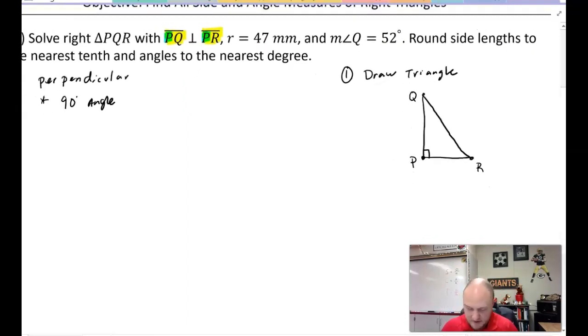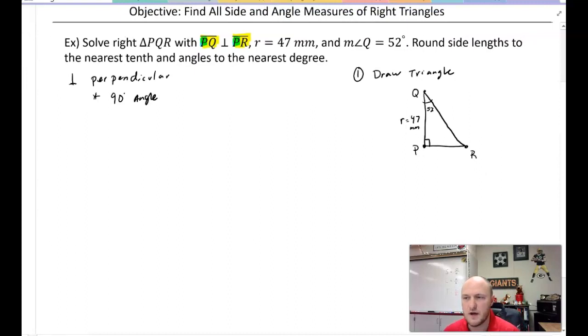Okay, then they're going to give us some information. They say r is 47 millimeters. Well, the side across from angle R is little r. So here's r, this is 47 millimeters. They say the measurement of angle Q is 52 degrees. So here's Q, and this is 52 degrees. And then they want us to solve. Round side lengths to the nearest tenth, angles to the nearest degree.